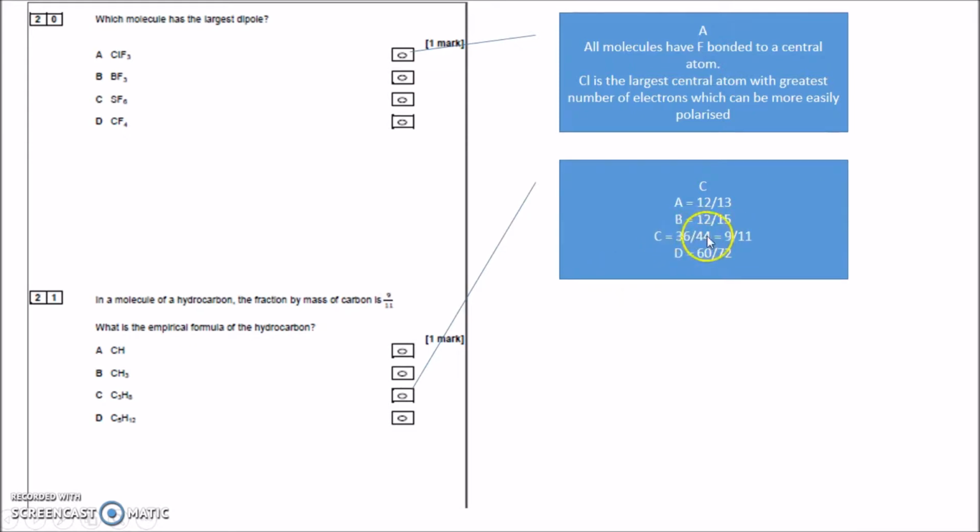If I divide top and bottom by 3, 9 divided by 11, 36 divided by 44. Sorry, if I divide top and bottom by 4, 36 divided by 4 is 9, 44 divided by 4 is 11, it's 9 11ths. And then I've got C5H12, 5 12s are 60, add 12 for the hydrogens, 60 add 12 is 72, that's not 9 11ths, the answer is C.